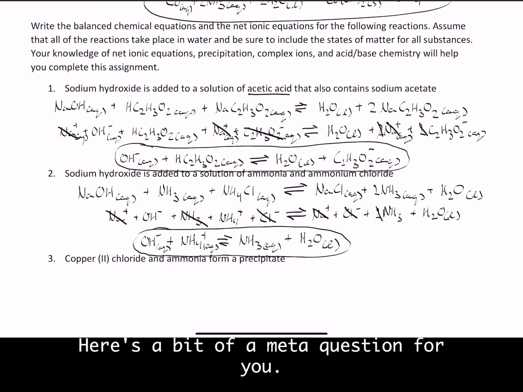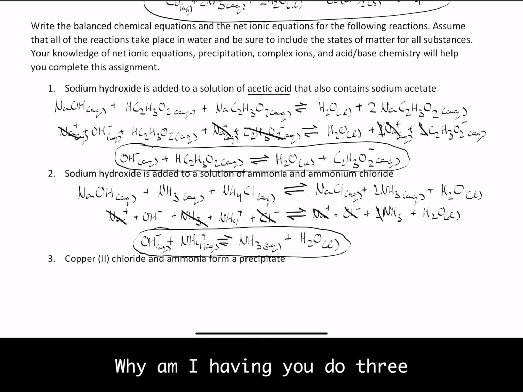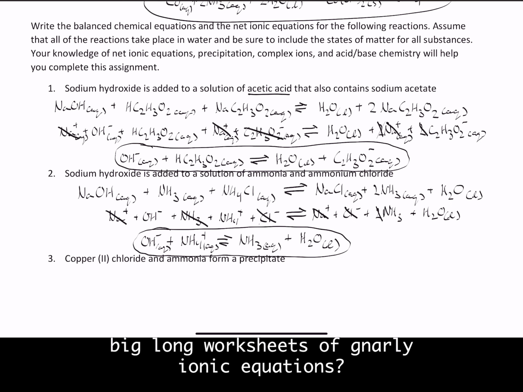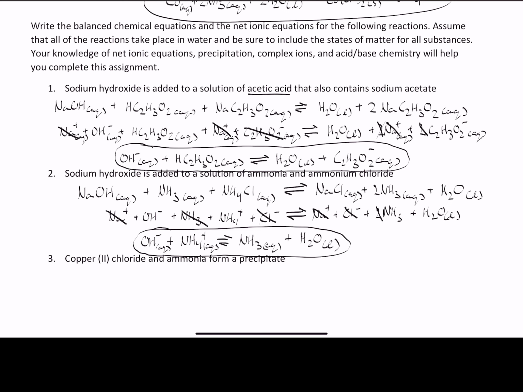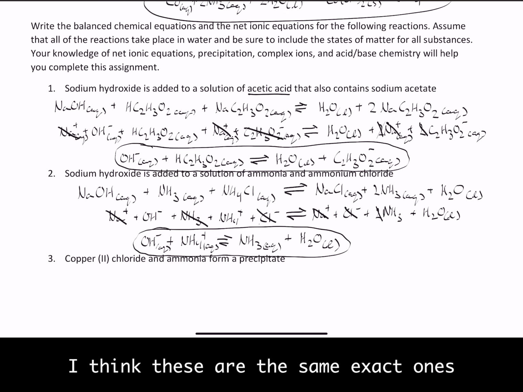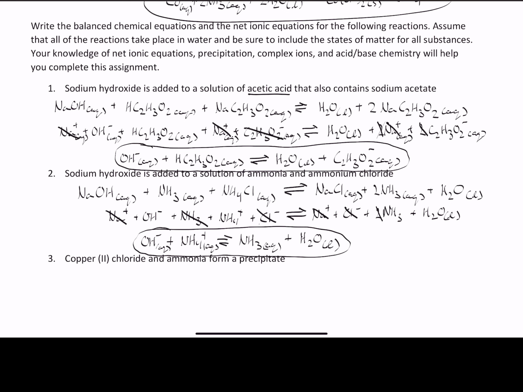Here's a bit of a meta question for you. Why am I having you do 3 big, long worksheets of net ionic equations? I'm not doing it to torture you, because I remember doing them. I think these are the same exact ones that I did in Chem 1 and Chem 2. So what is the purpose?